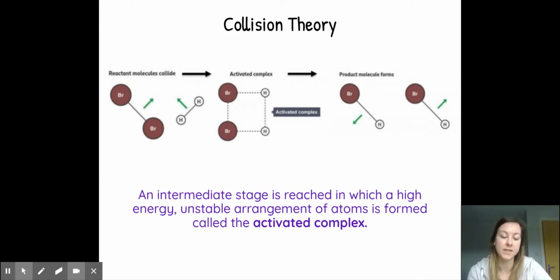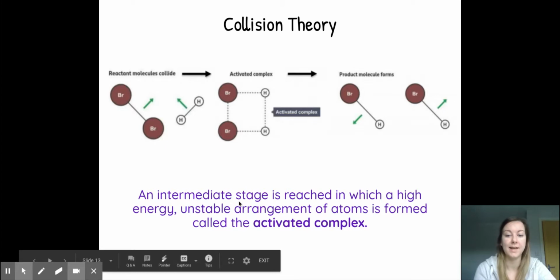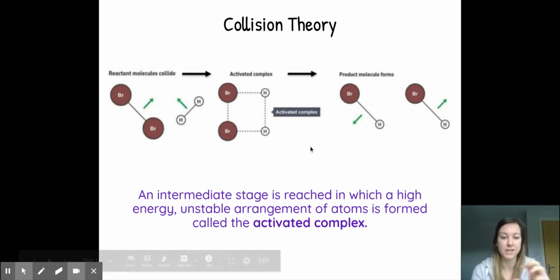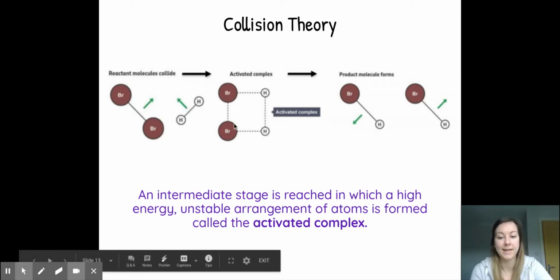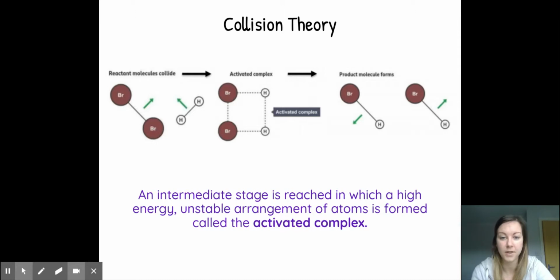And it's a good idea to know the definition for this off by heart because I have seen it in a few past paper questions. So it's an intermediate stage. So it's a stage kind of in the middle of the reaction. And it is a high energy unstable arrangement. So they can't stay in the activated complex. What they have to do is they either have to form products or they just form reactants again and try again. But that unstable arrangement here is called the activated complex, and it is in this shape.